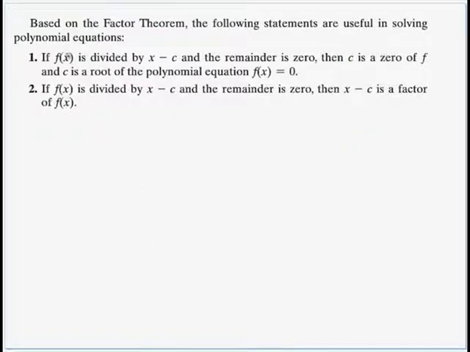So what do we got left? Based on the factor theorem, these following statements are useful to solve polynomial equations. If your polynomial is divided by this factor x minus c and the remainder is 0, then c is a 0 of the function, and c, whatever that number is, is a root of the polynomial equation f of x equals 0. And then we can reverse that. If f of x is divided by x minus c and the remainder is 0, then x minus c is a factor of the polynomial f of x.